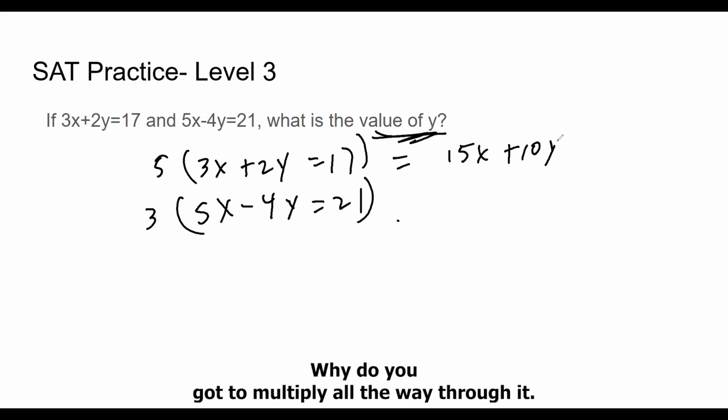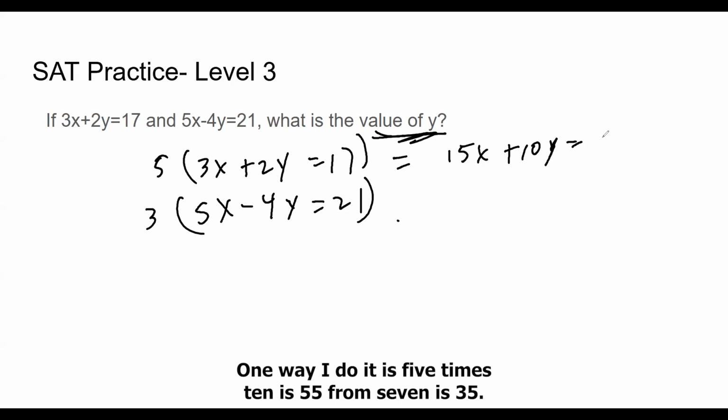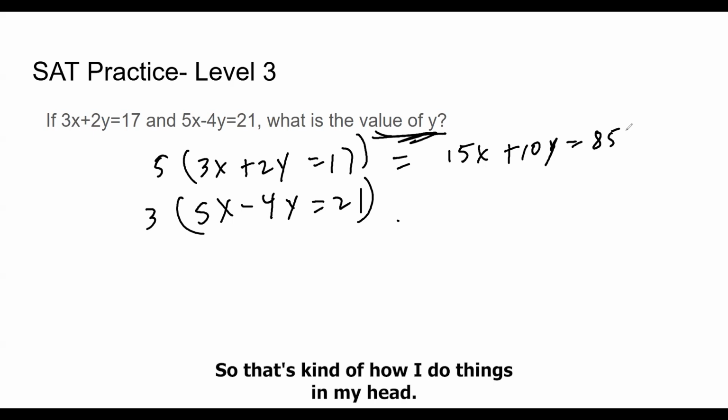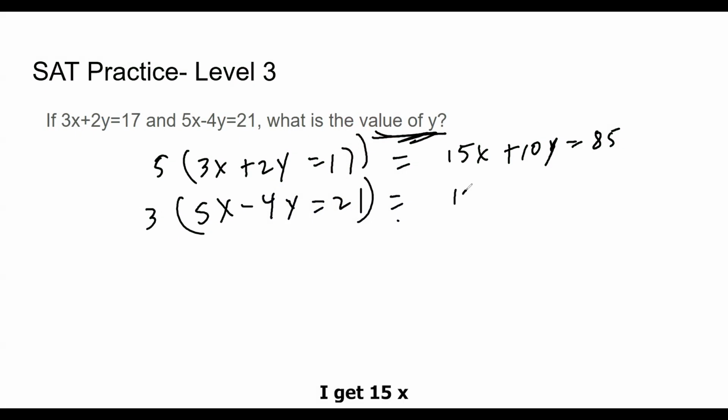You've got to multiply all the way through. That's the rule in algebra. Equals 5 times 17. One way I do it is 5 times 10 is 50, 5 times 7 is 35, and you add them together, you get 85. So that's how I do things in my head. Then I'm going to multiply this by 3. I get 15x minus 12y equals 3 times 21, which is 60 plus 3, 63.